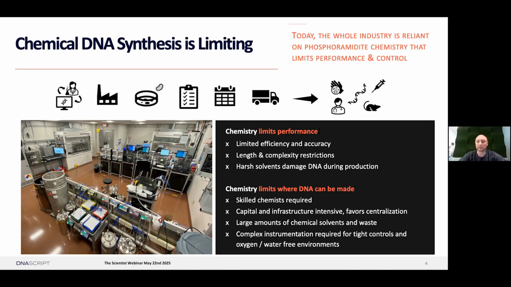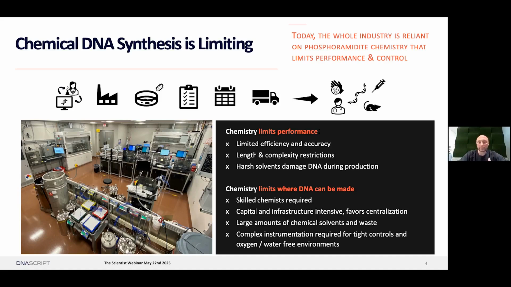The first is the limits in performance that are linked to the chemistry. The coupling yield in particular means there is a limit in length. But the fact that it's a chemical process using harsh solvents is also a problem because it damages DNA. So if you go for too long, you have to find ways to dampen the problem of errors in the DNA.